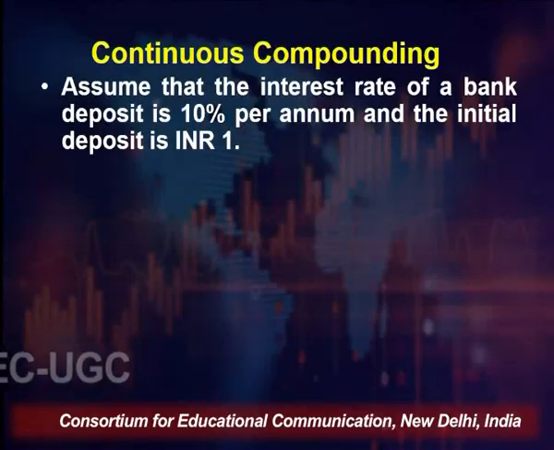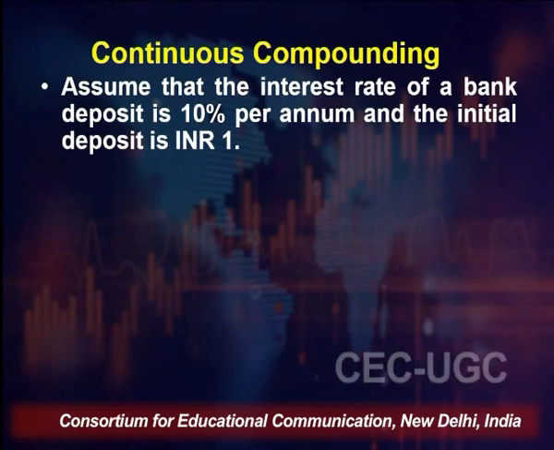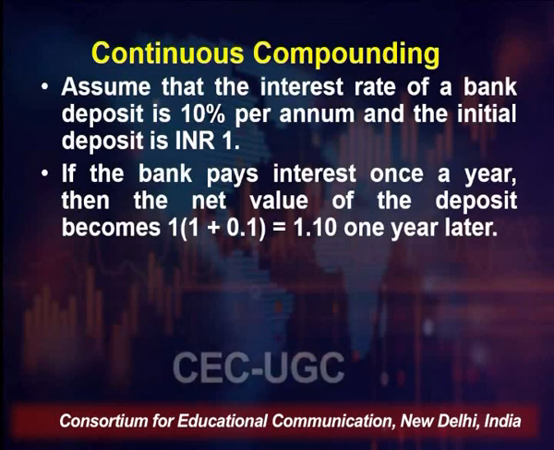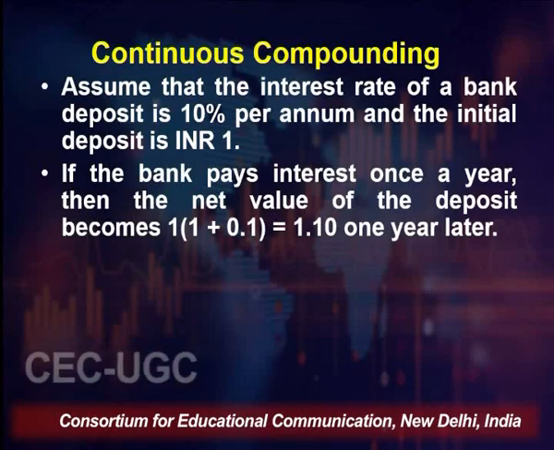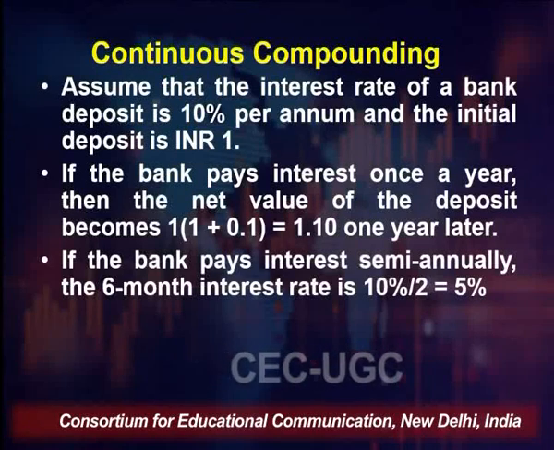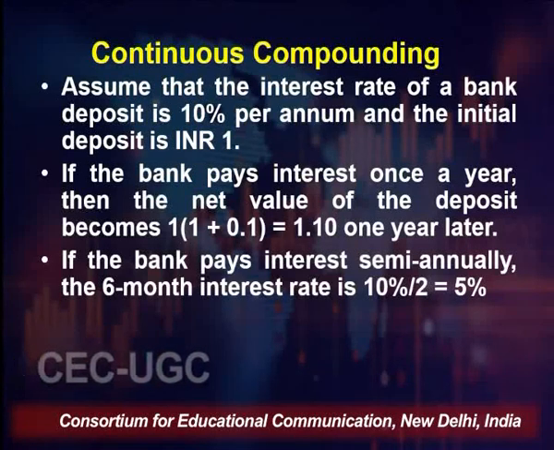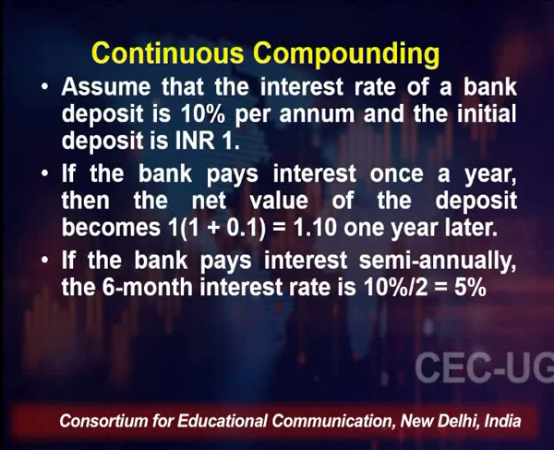Suppose I assume that the interest rate of a bank deposit is 10% per annum and the initial deposit is ₹1. So 1 rupee you have deposited, and if the bank is paying interest once a year, then of course the net value of deposit becomes 1.10 after 1 year. That is something which I told you regarding time deposit. But if the bank pays interest semi-annually, which means twice in a year, you have to divide the rate by 2, because it is being compounded twice, so 10% by 2, so the effective rate is 5%.